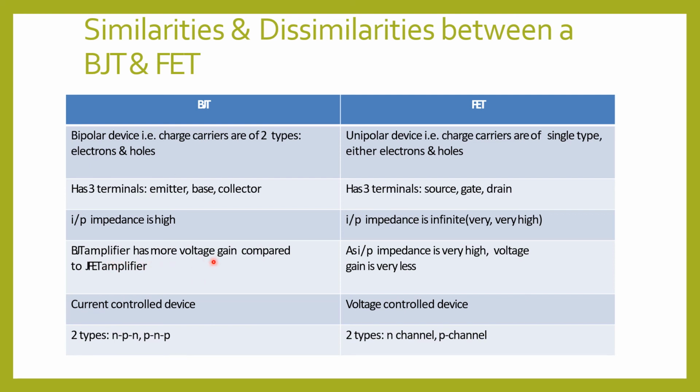BJT amplifier has more voltage gain compared to the JFET amplifier. As the input impedance is very high, the voltage gain of FET is very less. BJT is a current controlled device. FET is a voltage controlled device. BJT is of two types, NPN transistor and PNP transistor. FET is also of two types, but they are named N-channel FET and P-channel FET.